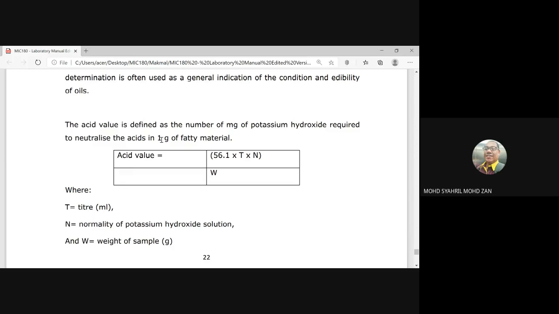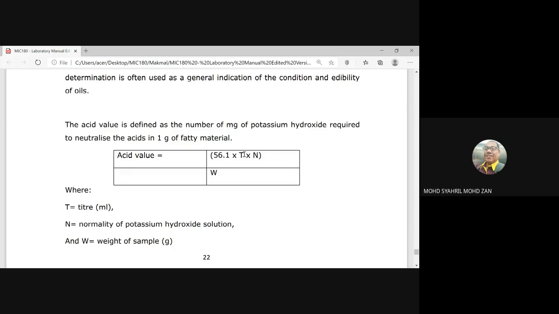Okay. So the formula will be acid value. Again, 56.1 ni is an actual number. Memang nilai ni ada tetap. Okay. So untuk awak rungkai, awak kena check dalam nota tentang chemistry. Right. So this one more on the formula. Okay. And then times with the T.